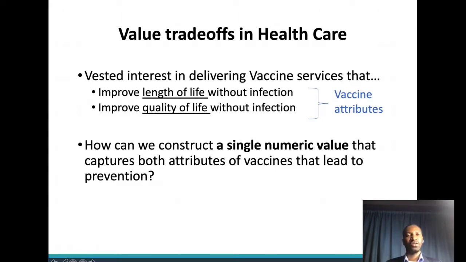There's a value trade-off in healthcare. There's an interest in delivering vaccine services that improve length of life without infection and also improve the quality of life without infection. So this may be, for instance, like two vaccine attributes that we care about, the length of life and the quality of life without the infection. So how can we construct a single numeric value that captures both these attributes of vaccines and that lead to prevention? That is really the core of the question of how do we do the value trade-offs in healthcare?